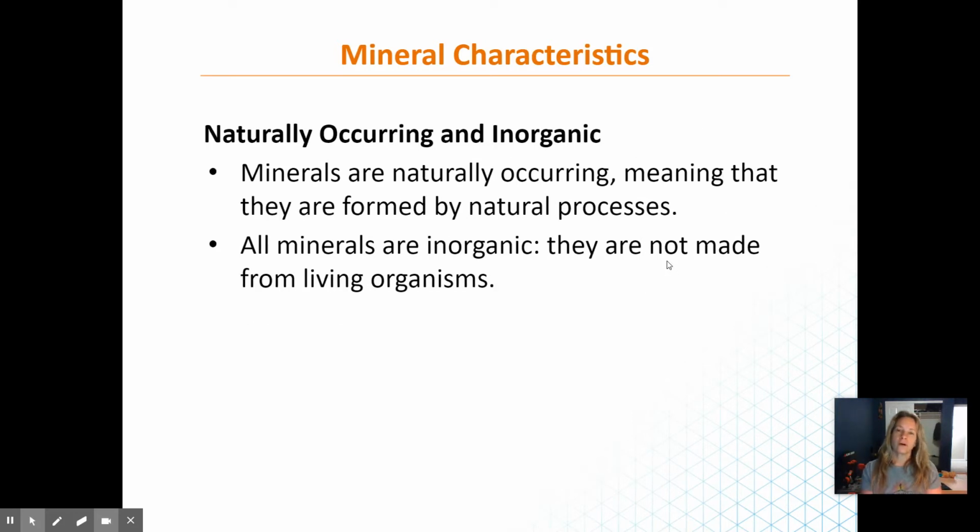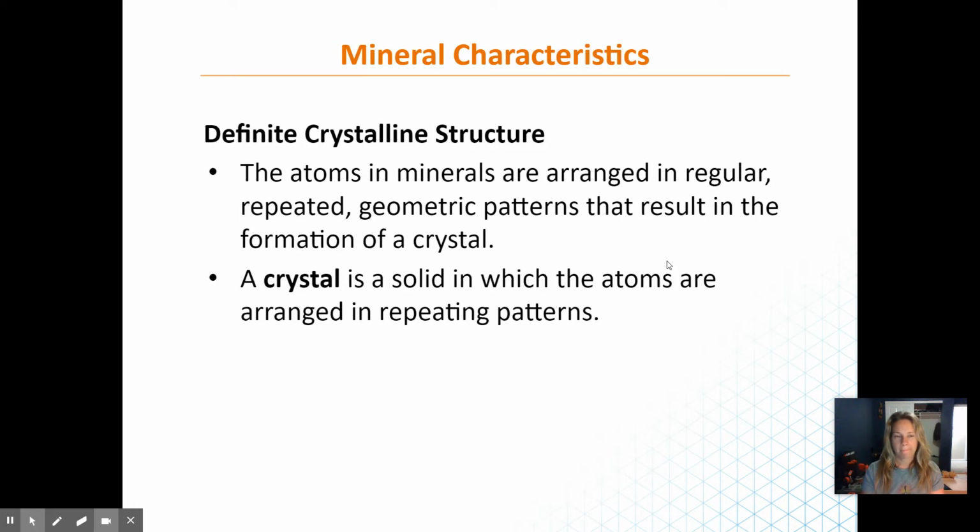All right, so if we go into specifics of these, naturally occurring just means that it's not man-made. It's found out in nature, and it was never from something that was living. So it has to be inorganic. So that's why coal is not a mineral, because it's made from plant and animal material. All right, and then the definite chemical or definite crystalline structure just means that it has a definite pattern. So it's cubic, it's hexagonal, it's got some definite structure, and it's always the same.